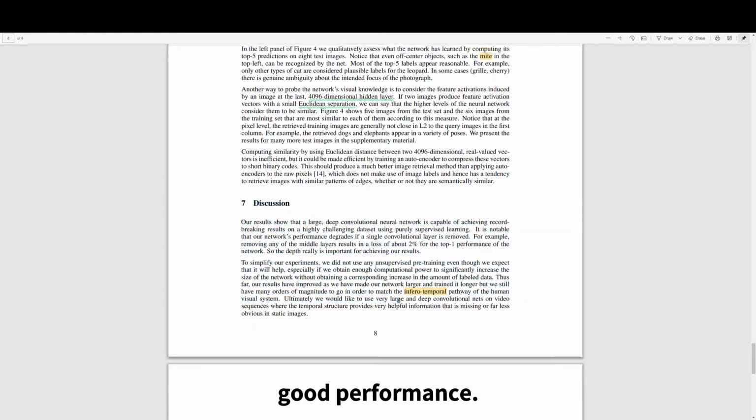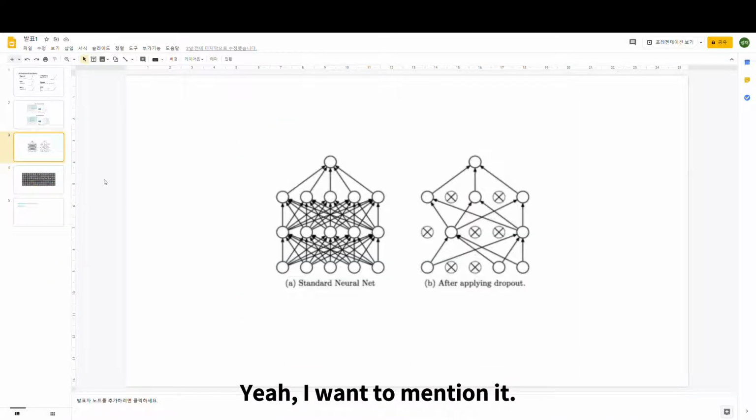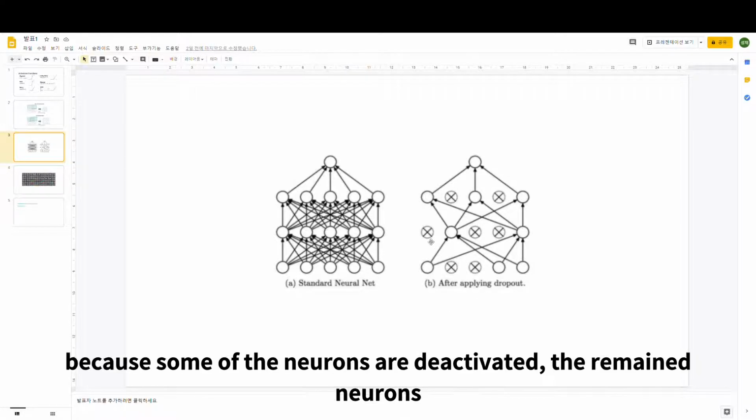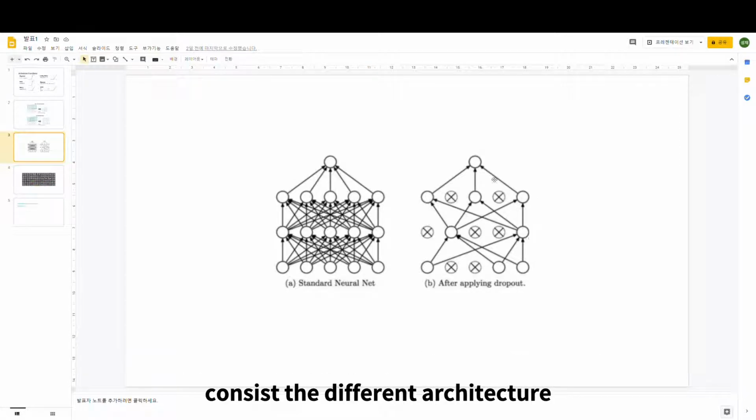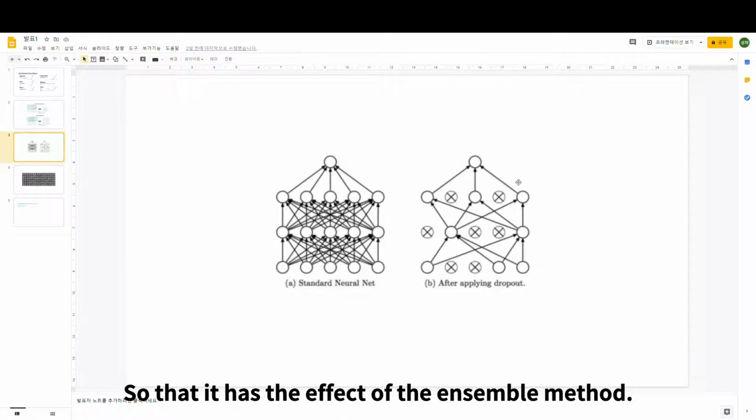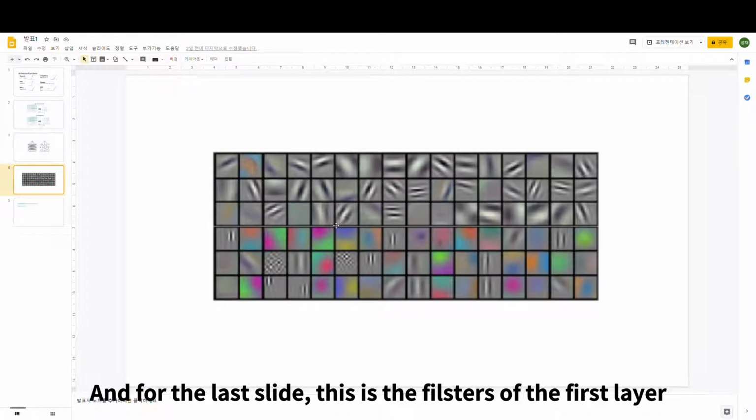And the next is discussion. I wanted to mention it before, but in the discussion of dropout, some of the neurons are deactivated. The remaining neurons form a different architecture compared to the architecture where the neurons are all connected. So these new architectures are combined to generate the output, so that it has the effect of an ensemble method.